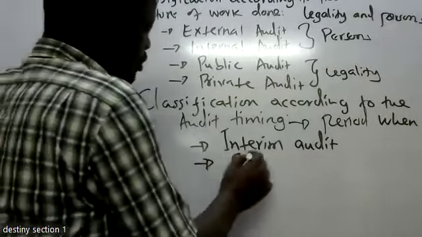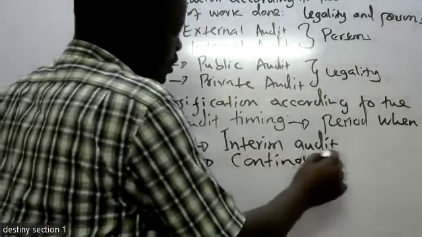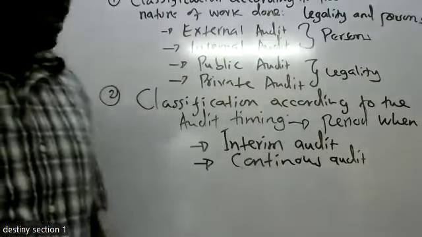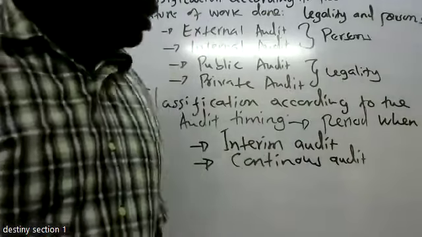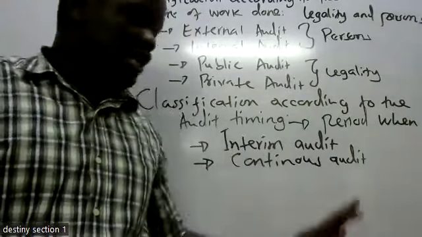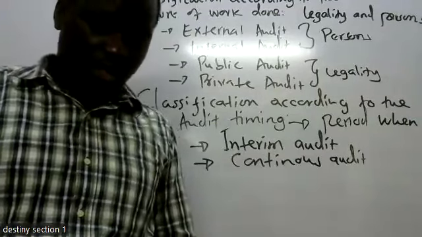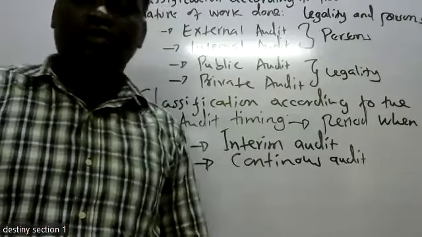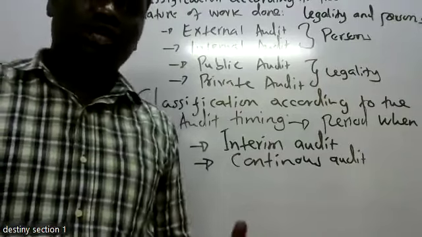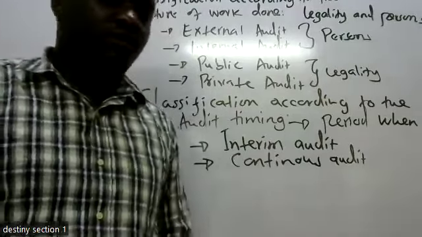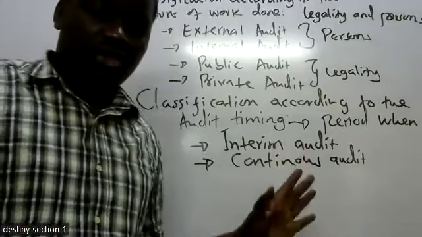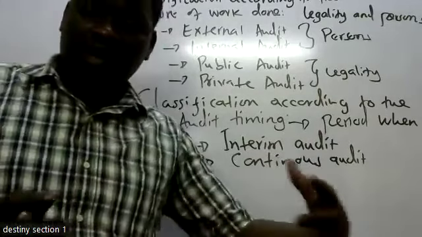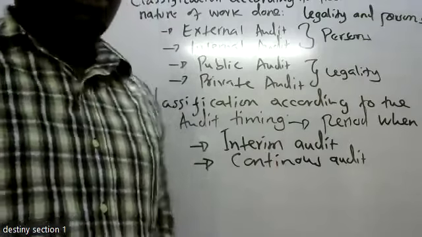Number two, we have the continuous audit, one that's done right from the beginning of the financial accounting period. It's ideal for manufacturing concerns because of the nature of the transactions. These are quite many, thousands and thousands of transactions, and the auditor may not have enough time to audit all of them towards the end of the financial period. Also, if those transactions are left unaudited for a long period of time, errors and fraud will be discovered at very advanced stages where less action can be taken.